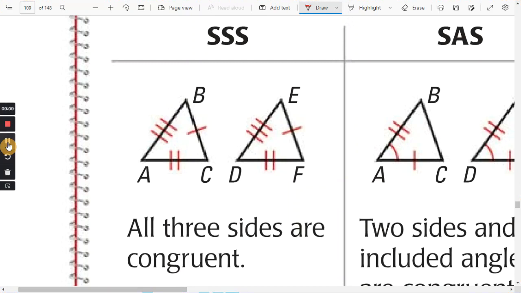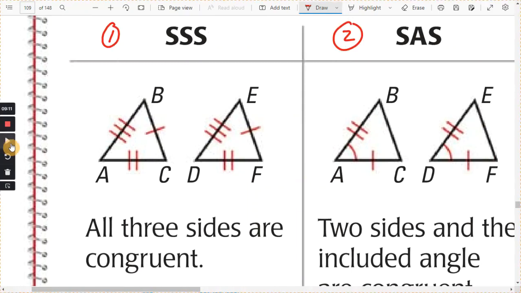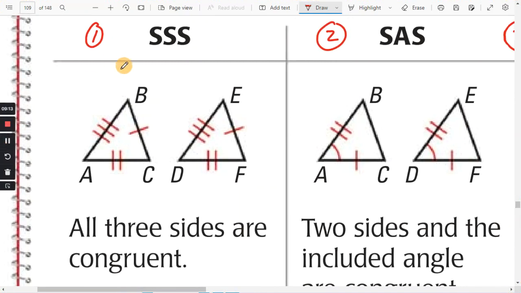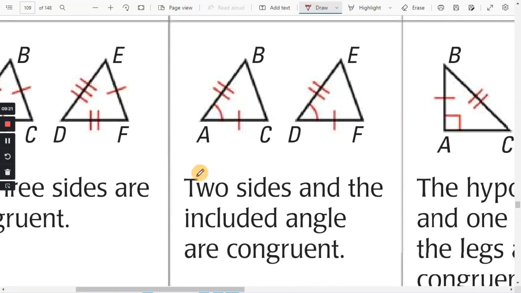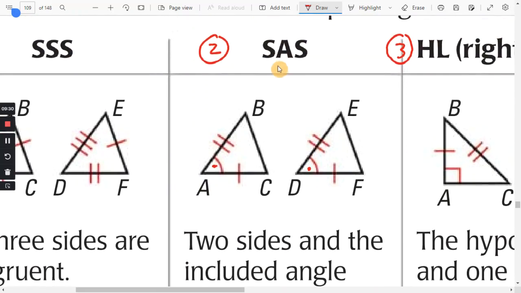All right, let's look at a summary. We learned 5 methods. Okay, the first was SSS. All 3 sides are congruent. The second method was SAS. 2 sides and the included angle are congruent. Okay, that just means the angle is in between the 2 sides. Like we said, SAS, the angle has to be in the middle.